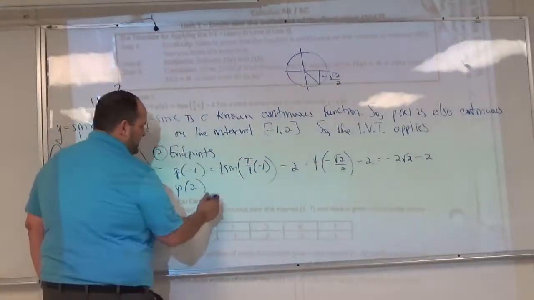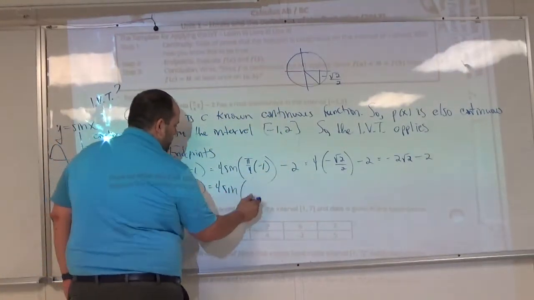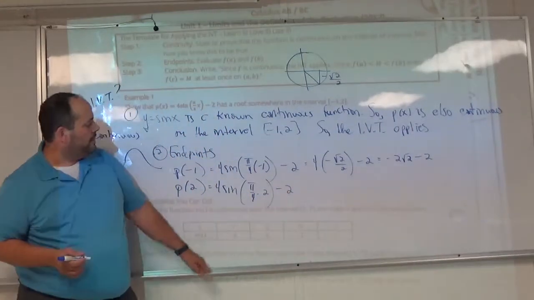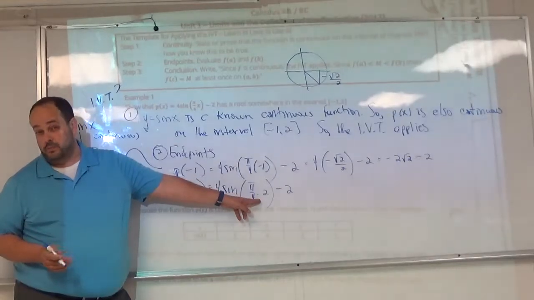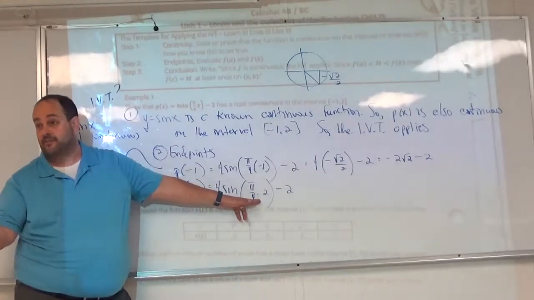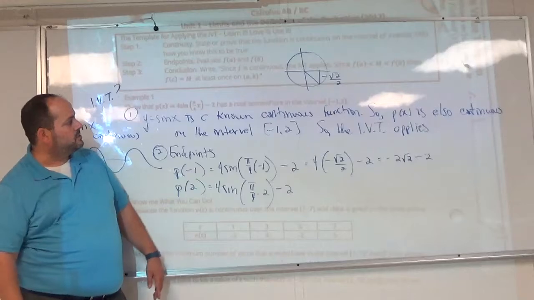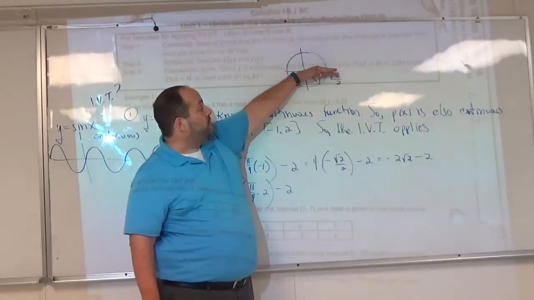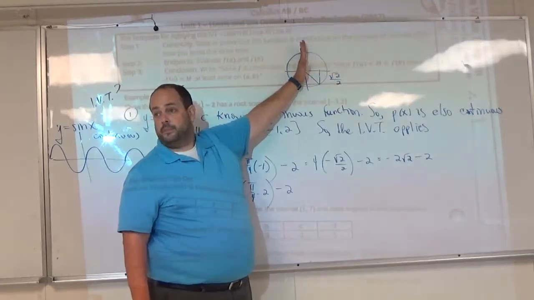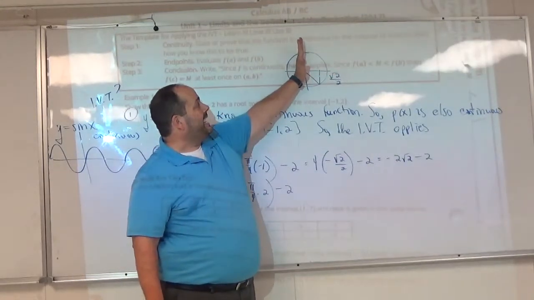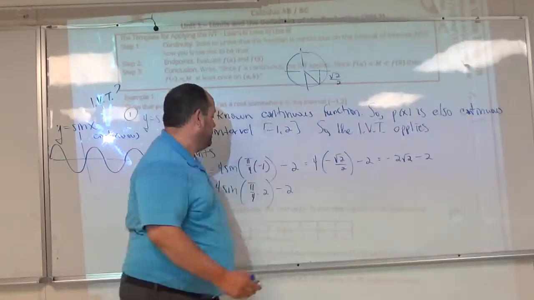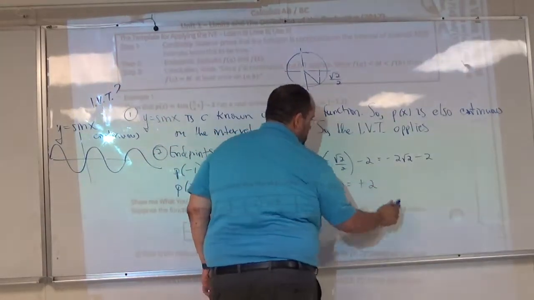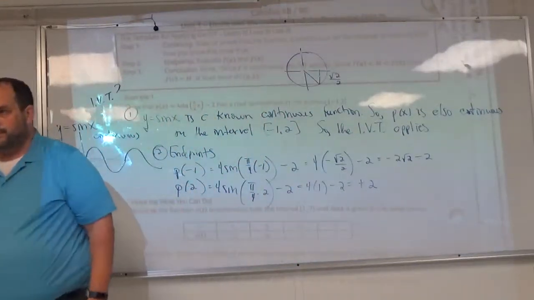P of 2, let's do this a little bit faster. 4 sine, trust me, we're going to do so much trig, it's going to flow. Pi over 4 times 2 is pi over 2, or half of pi. Where is that on the unit circle? Here's 0. Pi over 2, go straight up. What's the sine of pi over 2? 1. So this is 4 times 1 minus 2, which is positive 2.